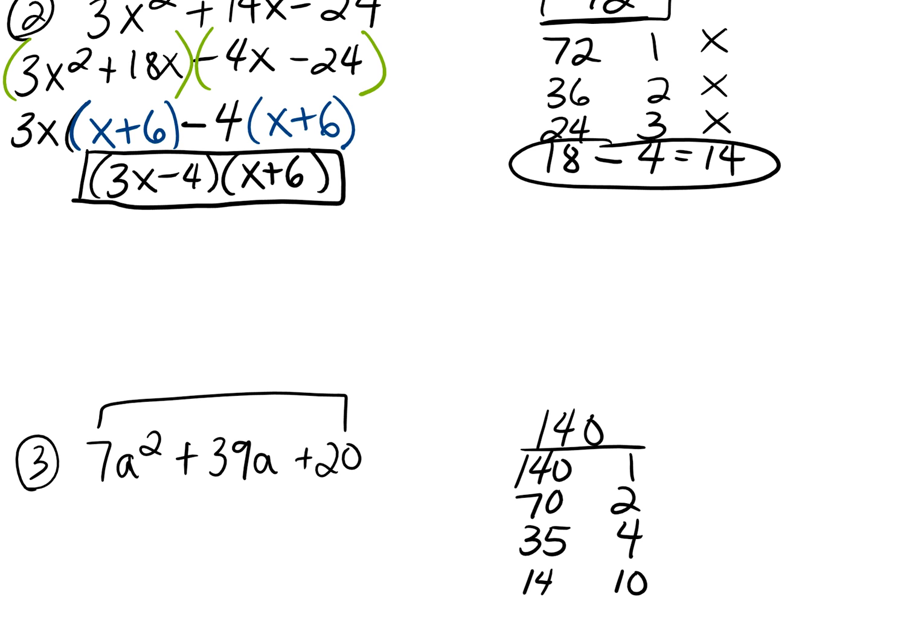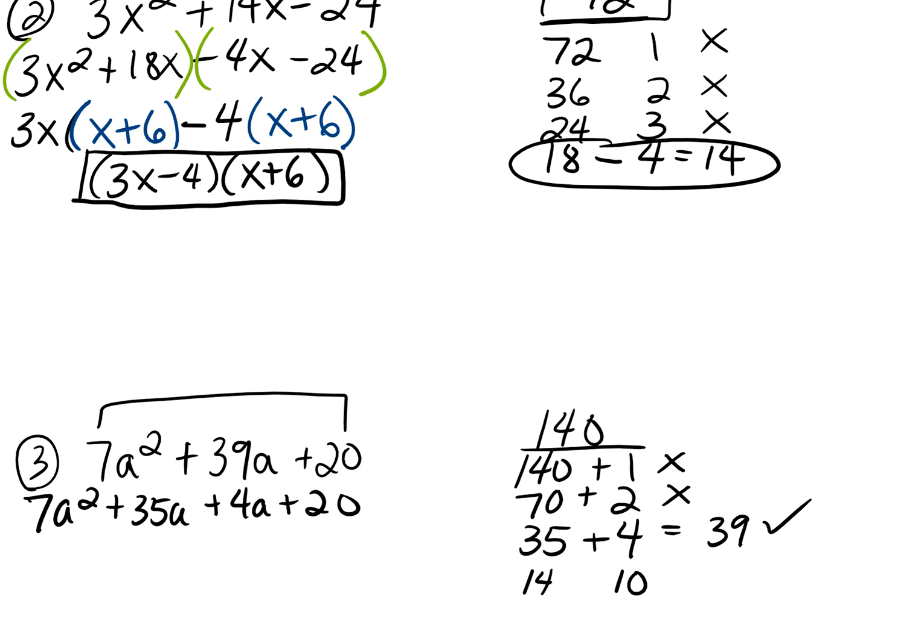But I can stop when I see one that works, because in this method, I'm not doing trial and error. I'm just trying to find one that adds up. So here are all my adding. Obviously, these first two are no good. Once I get to the 35 and the 4, 35 plus 4 is 39. So I'm good. So I'll have 7a squared plus 35a plus 4a plus 20.